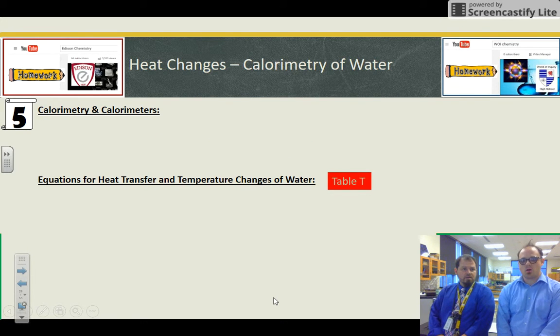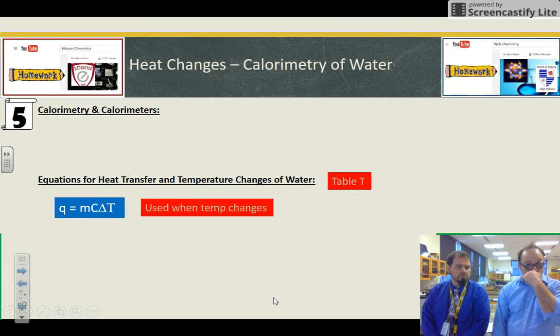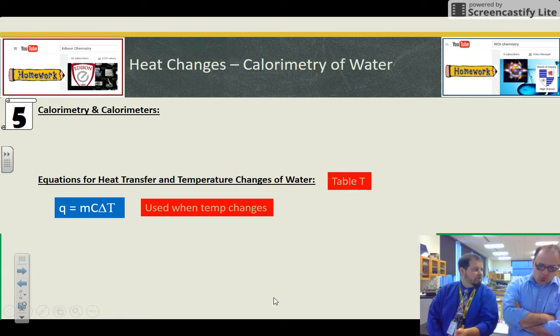Table T is going to help give us those equations, and there are 3 of them packaged in there. We call this one q = mcΔT. We only use this one when temperature is changing, that's the delta T. We're going to apply that later to our heating and cooling curves. Where is the temperature changing? We'll know where to use that equation.